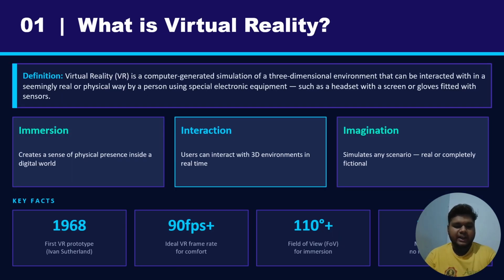So, what is VR? At its core, it's a computer-generated 3D simulation that tricks your brain into thinking you are somewhere else. It relies on three I's: immersion, interaction, and imagination. But to keep you from getting motion sick, the tech has to hit some tight specs. We need at least a 110-degree field of view, a frame rate of 90 fps or higher, and most importantly, latency under 20 milliseconds.